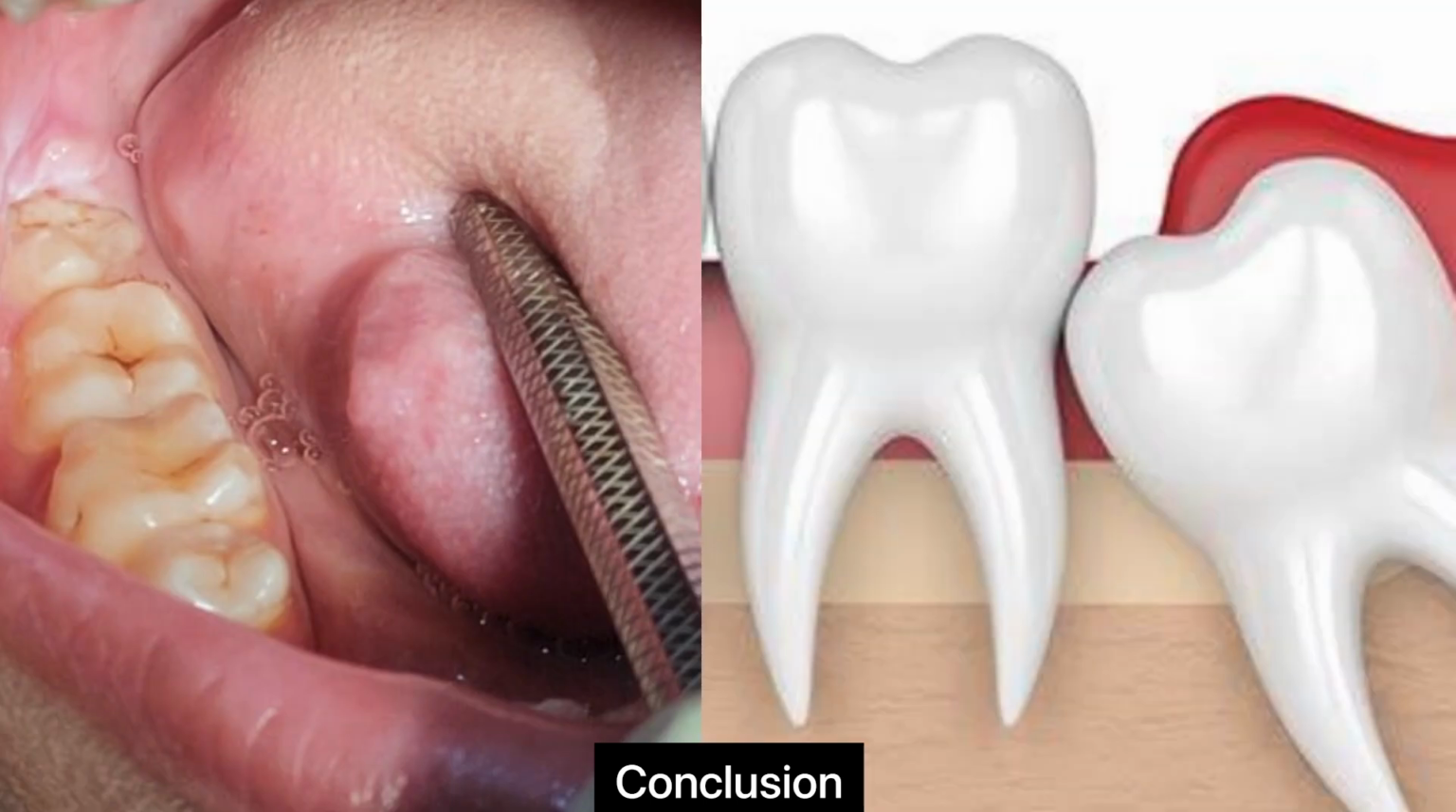Now we'll see the conclusion or summary. It is the most common type of pericoronal infection, found mostly in the mandibular third molar. Clinical features include a red, swollen, suppurating lesion along with pain which may radiate to the surrounding tissue. And last, proper and immediate management is necessary to prevent its complications.